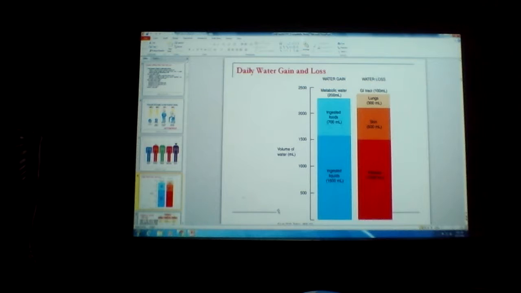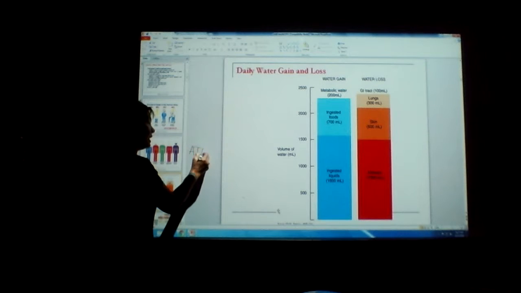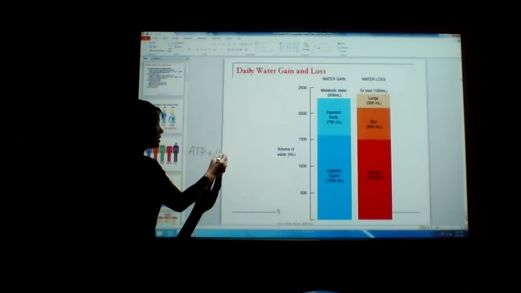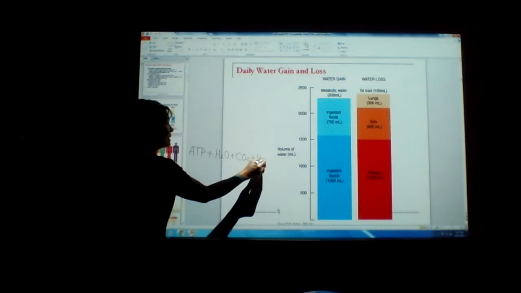Metabolic water is from? After metabolic. Yes, very good. For metabolism. Remember, when we break down our carbs, what are the breakdown products of metabolism? Do you remember? It's ATP plus water, plus carbon dioxide, plus heat.